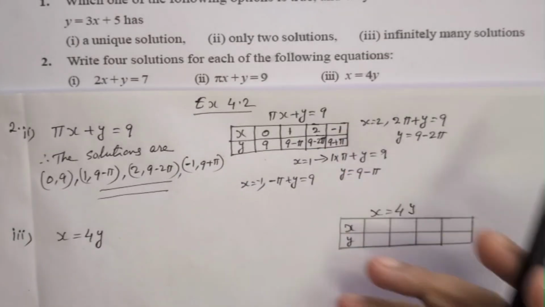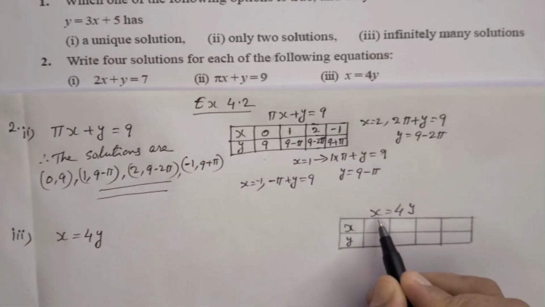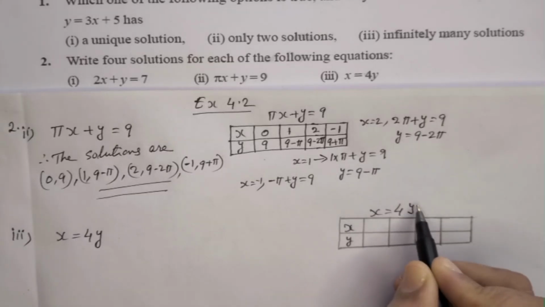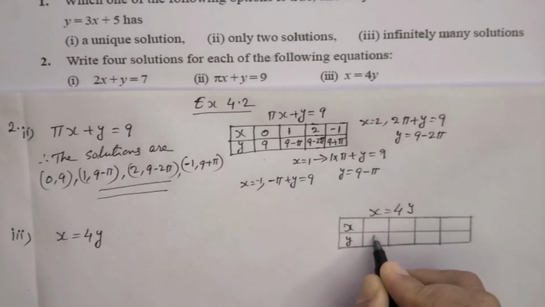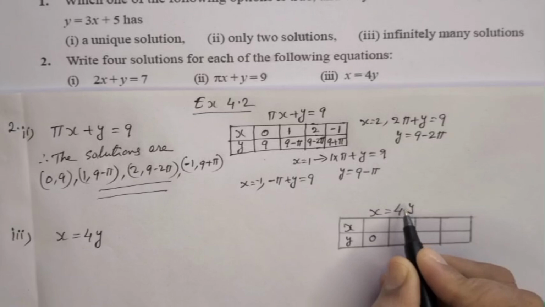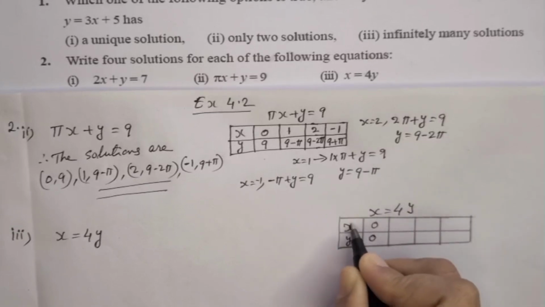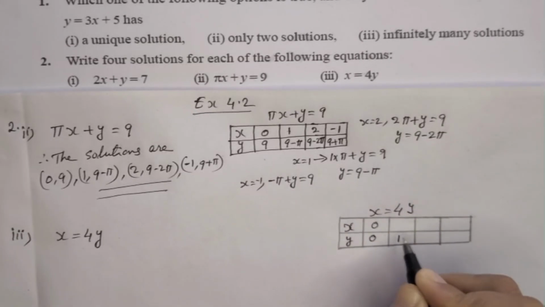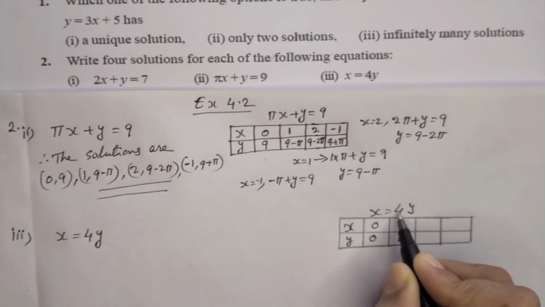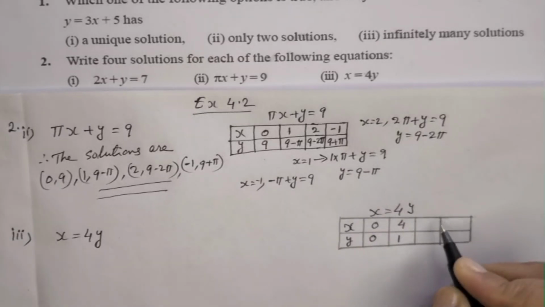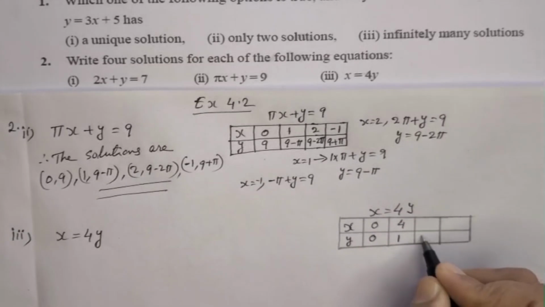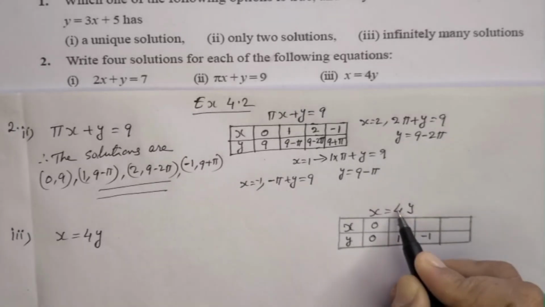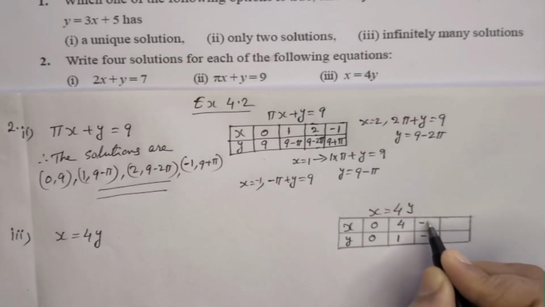Third one, x is equal to 4y. Here x in terms of y. So easy to put the value for y first. Y is equal to 0. This term will become 0. So x also is equal to 0. When y is equal to 1, value of x is equal to 4 into 1, 4. Y is equal to minus 1. Then x is equal to 4 into minus 1, minus 4.